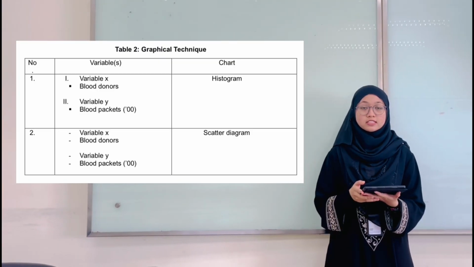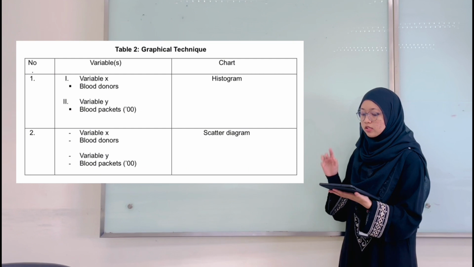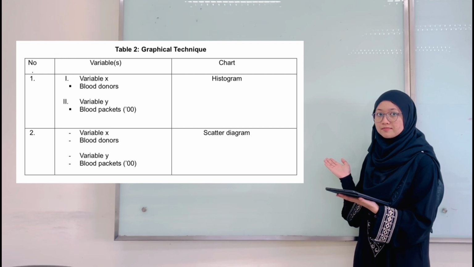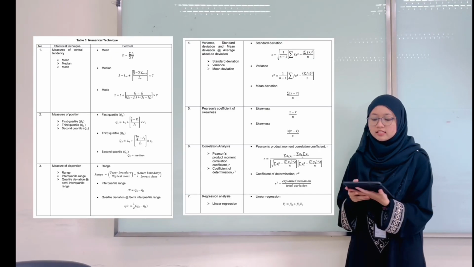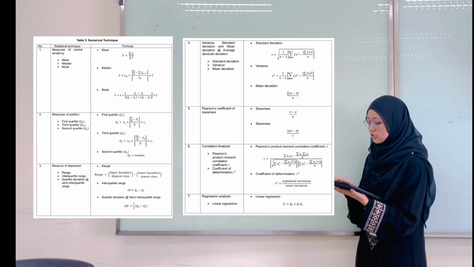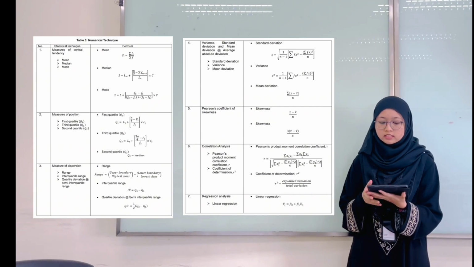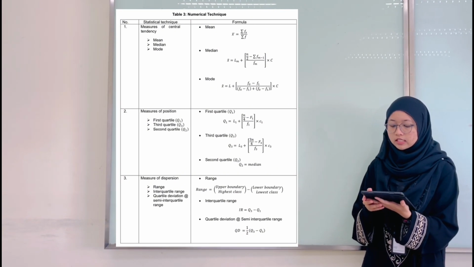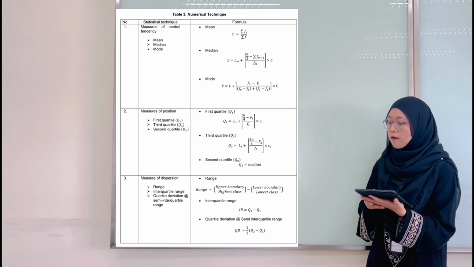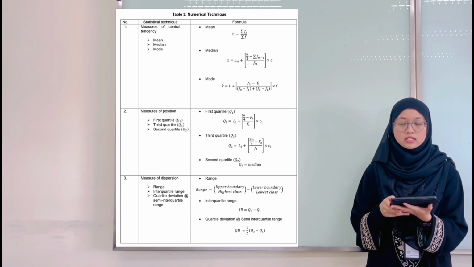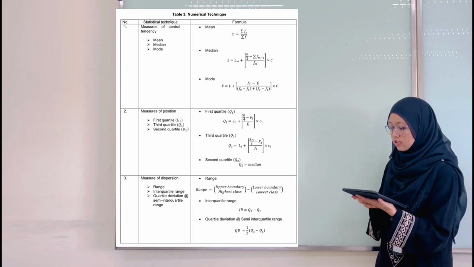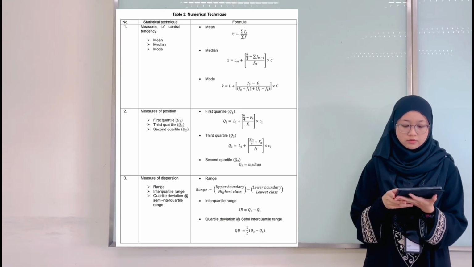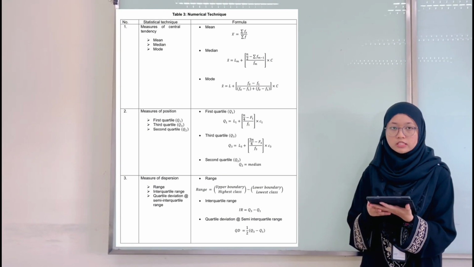Okay, we go to the graphical technique, where we only use two graphical techniques, the histogram and scatter diagram. And the last is the numerical technique, where we have 7 statistical techniques. The first one is measure of central tendency: mean, median, mode. The second is measure of position: first quartile, third quartile, and second quartile. The third is measure of dispersion: range, interquartile range, and quartile deviation, or semi-interquartile range.